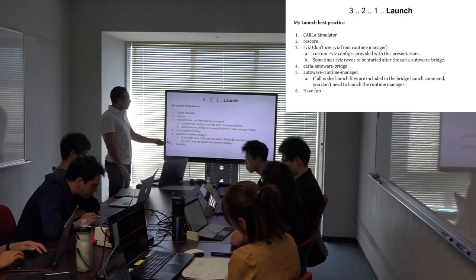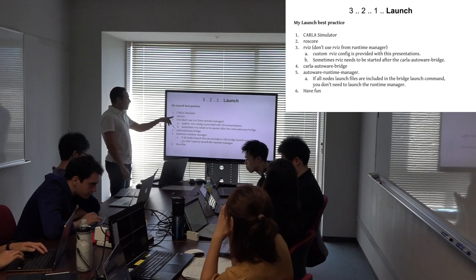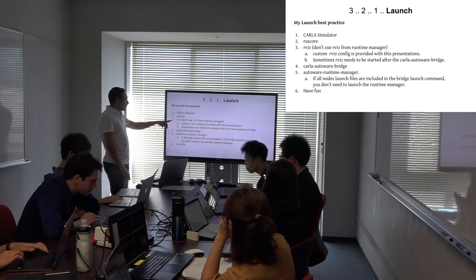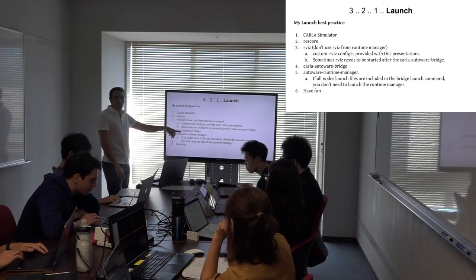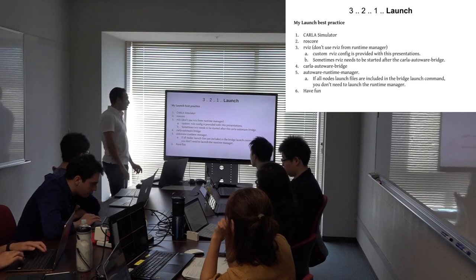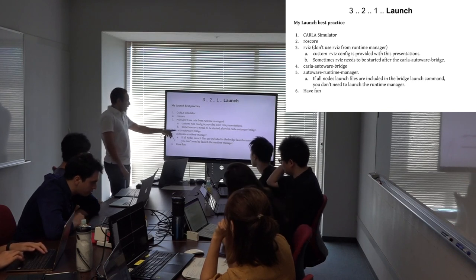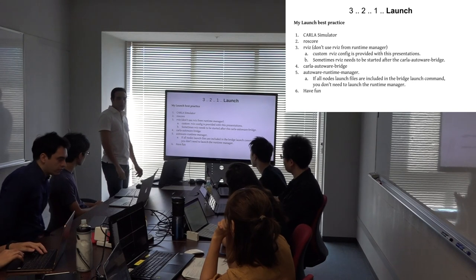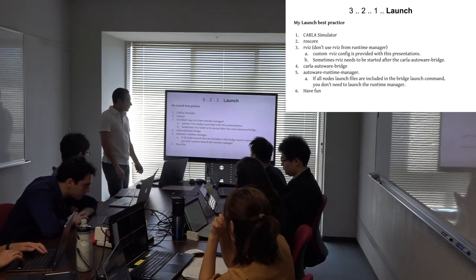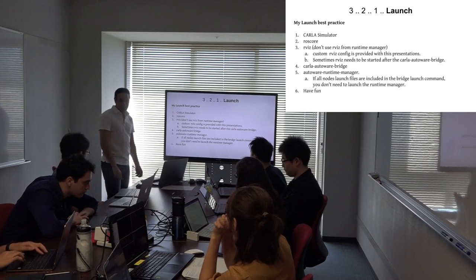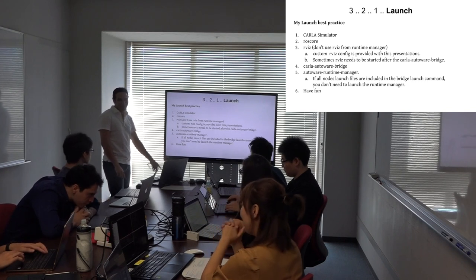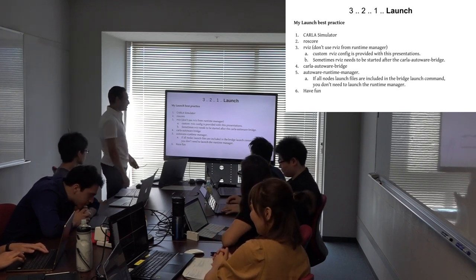So we run the simulator first. I prefer to run roscore separately in another window. Then rviz, to see what's happening, to see the data, and make sure that everything is working. And then run the Carla Autoware bridge, and then run the Autoware runtime manager, and then have fun. If you reach number 6, you will have fun. Before that, you will suffer.